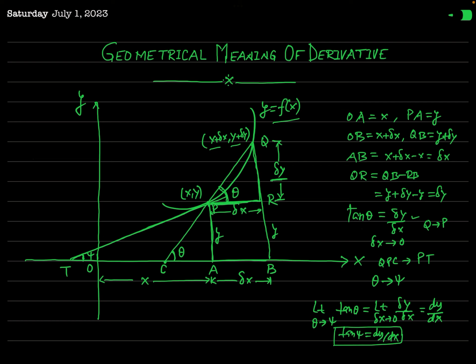This angle psi is actually called the inclination of this tangent. And when you take tan of this psi, that is tan psi, that is called the slope of this tangent at the point P to the curve. So you can say that dy by dx is simply equal to the slope of the curve at the point x, y. So dy by dx is equal to slope. This slope is also called gradient. So you can say that dy by dx is equal to slope or gradient.